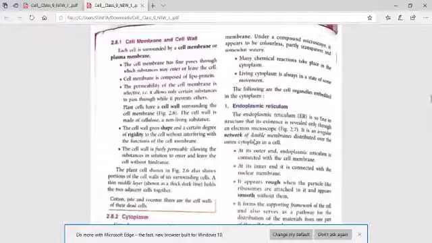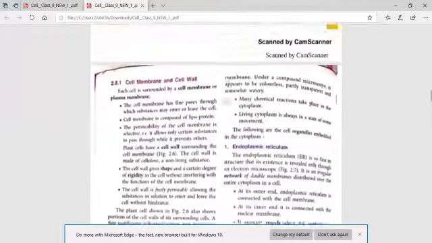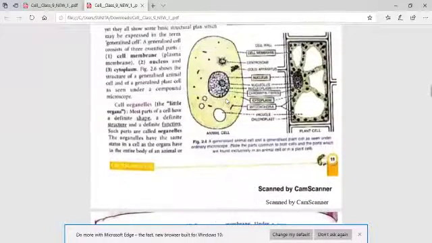Now, cell membrane and cell wall. In this diagram, the first layer is the cell membrane. Cell membrane is the outermost layer of a plant cell or an animal cell also. Cell membrane is semi-permeable or selectively permeable. It is a living part of a cell. It is made up of protein, lipid, and protein. It allows certain ions along with solvent molecules to pass through into the cell.